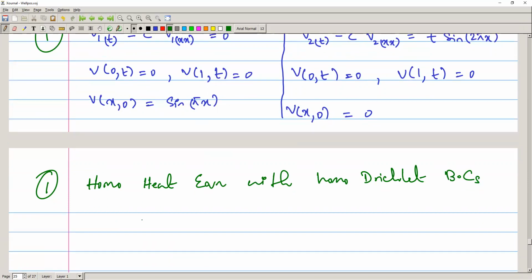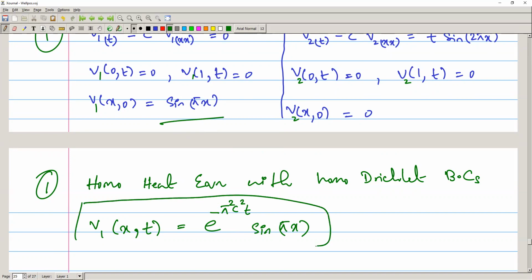So the solution for this equation we can write directly. Here we should write v1 and v2. So v1 of x comma t we can write directly as e to the power negative pi squared c squared t times sine pi x. By using the initial condition, we can write the solution by inspection, right?